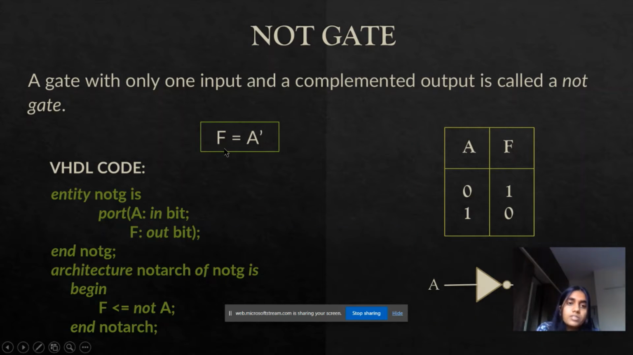Now, let's say F is the output and A is the given input, then F is equal to A bar. So in the truth table, we can see that when the input A is 0, the output is 1, and when it is 1, the output is 0.